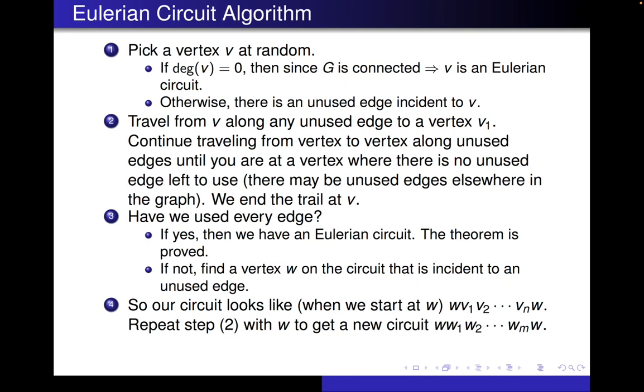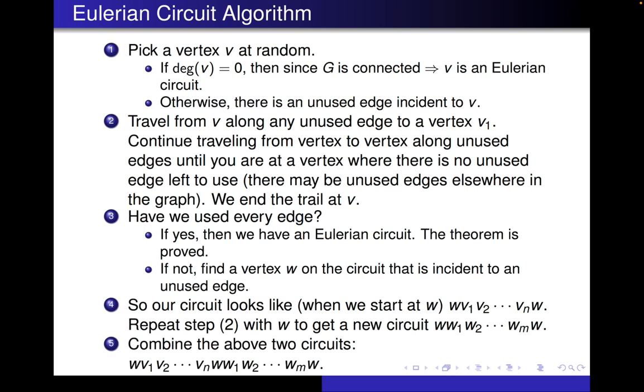Now what we're going to do is repeat step 2 and get a new circuit. So what did we do in step 2? Well, we traveled from our vertex, in this case W, along an unused edge, and keep traveling along unused edges until we run out of unused edges to travel along. When we do that, we're going to get back to W, and that's going to enable us to create a new circuit: W to W1 to W2, all the way to some Wm and back to W. So we're going to do exactly what we did in step 2, except instead of doing it with V, we're going to do it with W. And then we're going to combine the two circuits, as I noted before.